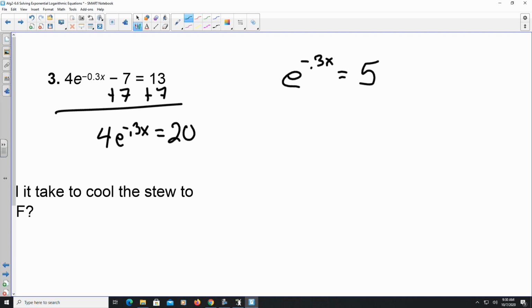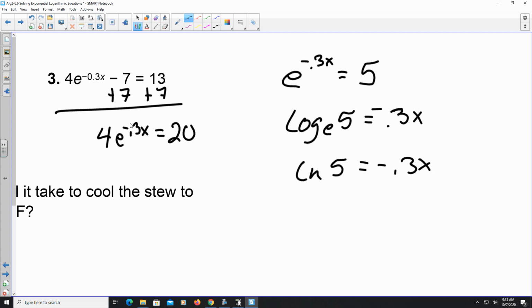Okay, now again, let's look at this, and I would say let's put it into a logarithmic equation. So I have log base e of 5 is going to be equal to negative 0.3x. Now, if you recall from previous lessons, anytime we have something as a log base e, we can switch that to the natural log. So I'm going to switch this to the natural log of 5 is equal to negative 0.3x.